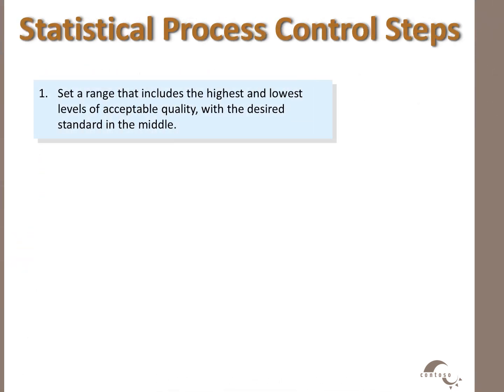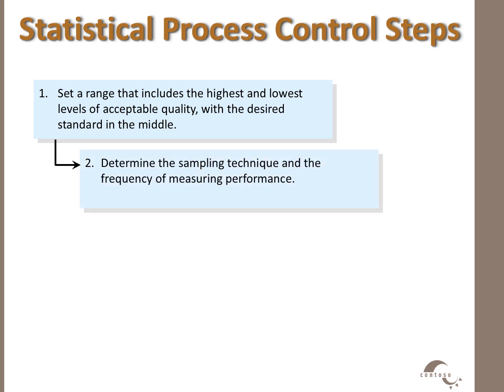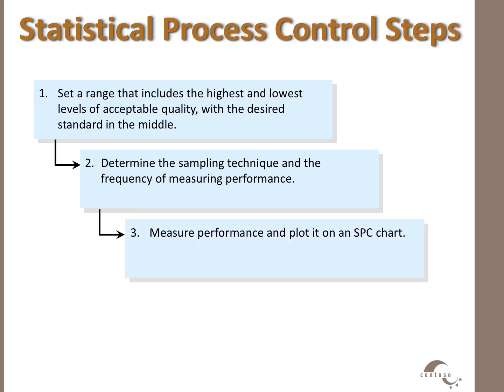The steps are: you set a range that includes the highest and lowest level of acceptable quality, with the desired standard measurement in the middle. You determine the sampling technique and the frequency of how often you're going to measure the performance. You measure that performance and plot it on an SPC chart, which is known as a run chart.